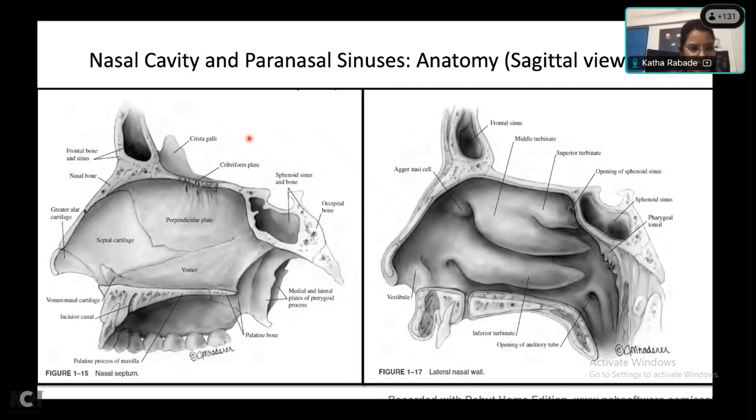The first one on the left shows the nasal septum, which is formed by the greater alar cartilage, the nasal bone, perpendicular plate, and the vomer. The frontal sinus and the sphenoid sinus can be seen here. On the right side is the lateral wall of the nose, which shows the superior, middle, and inferior turbinate. They are attached to the anterior aspect and are free on the posterior aspect.